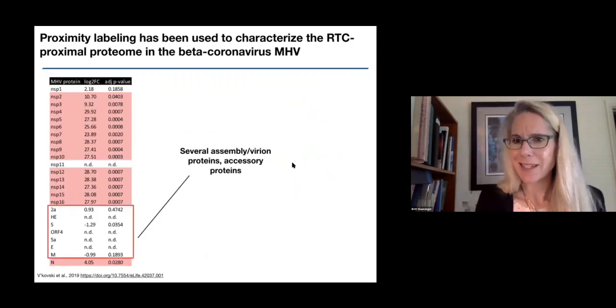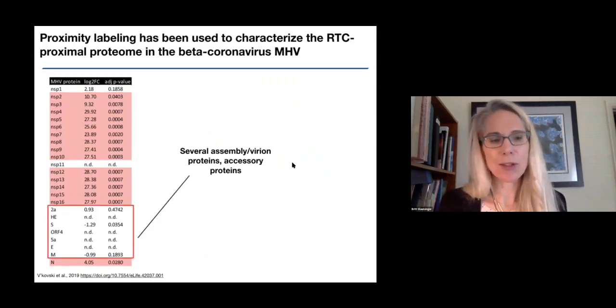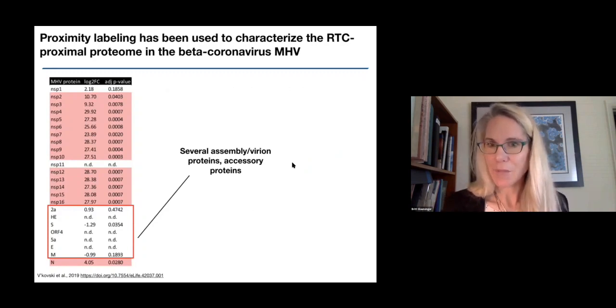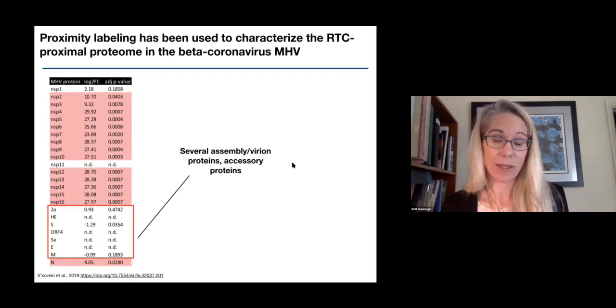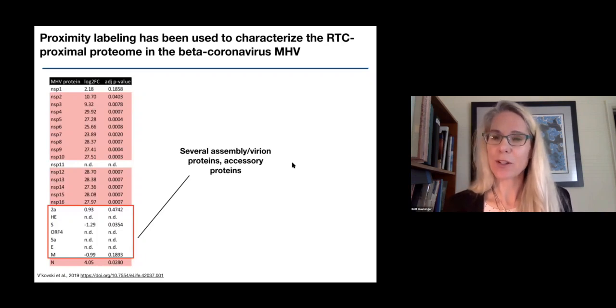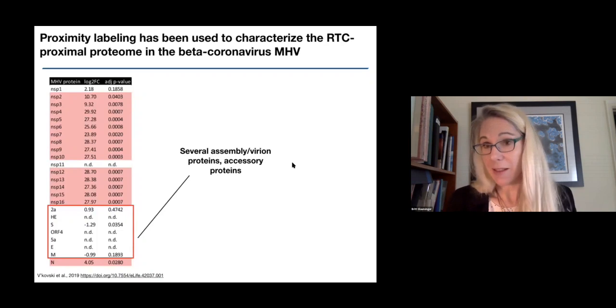All right, so what else is not in these replication compartments? The other things are a bunch of assembly proteins. That makes sense because coronavirus assembly doesn't happen in these RTCs. That's where replication and transcription happens. Assembly happens elsewhere, so it makes sense that those wouldn't be there. There are also a number of accessory proteins present in cells, but not in association with these complexes.